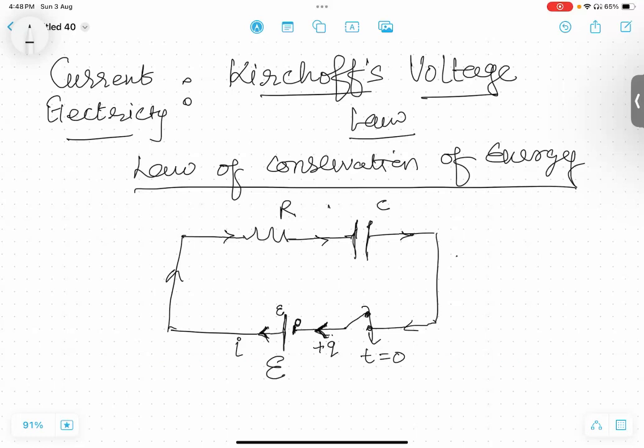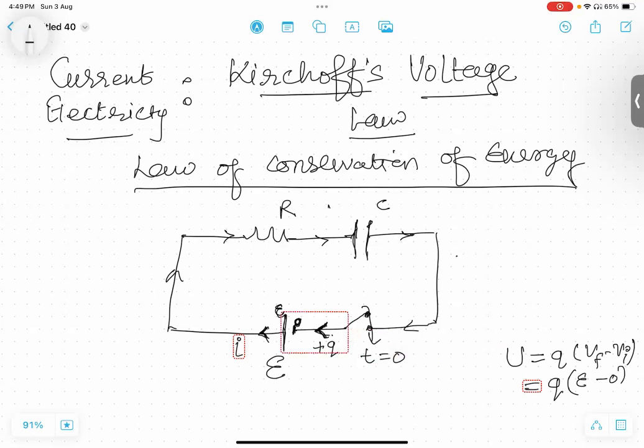Now when the charge goes from lower potential to higher potential, it will gain some energy. How much energy will it gain? The energy it will gain will be equal to Q into potential difference. So the charge is Q, and because the charge is going from lower potential plate to higher potential, the higher potential is E, lower potential is 0. So the battery will give the charge QE amount of energy. I am writing QE amount of energy the charge has gained. We cross the battery.